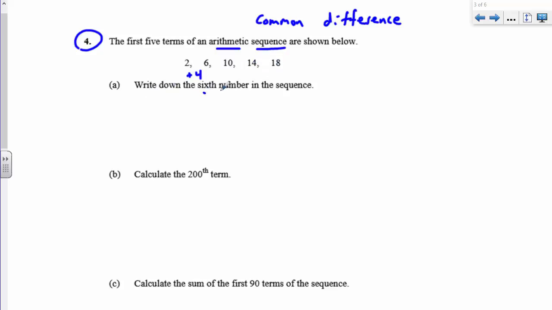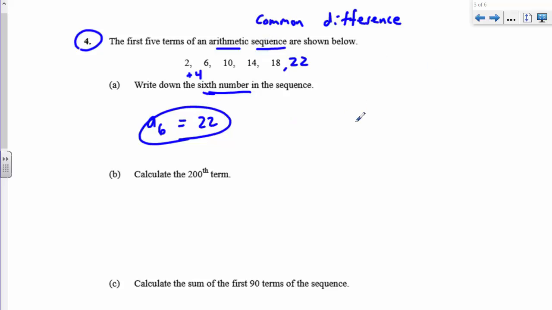Write down the 6th term. Well, we got 1, 2, 3, 4, 5 terms. So we add 4 more to this. This should be an easy 22. So this answer is 22. Okay, that's the sixth number. We could also call it A6. That's the sixth term. A6 is equal to 22. And that's your answer for this question.